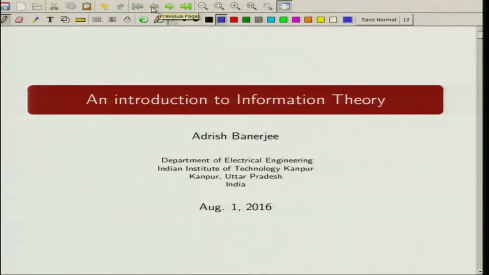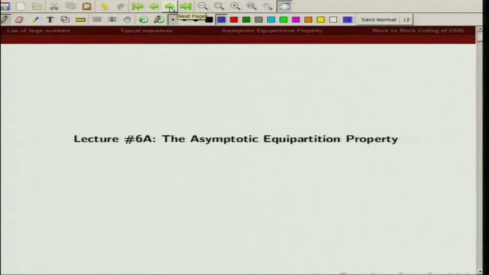Welcome to the course on An Introduction to Information Theory. I am Adrish Banerjee. In this lecture, we are going to talk about block to block length coding.